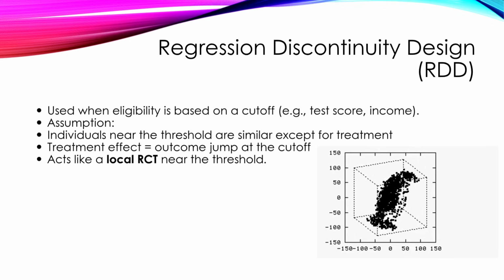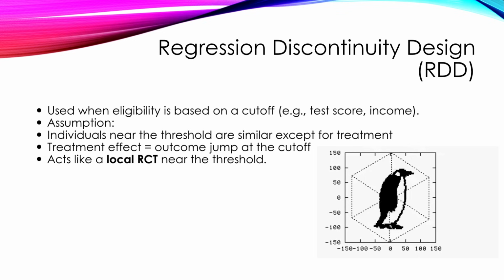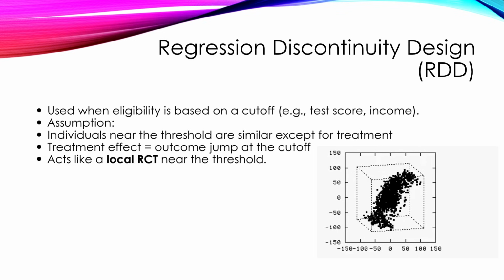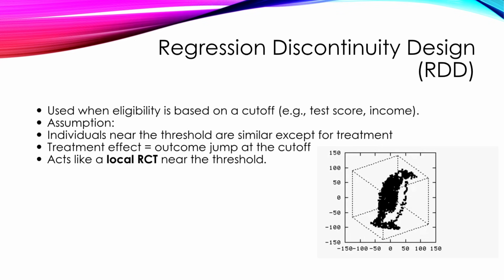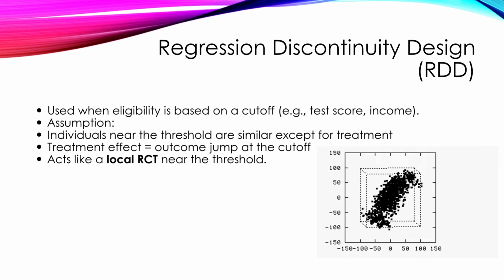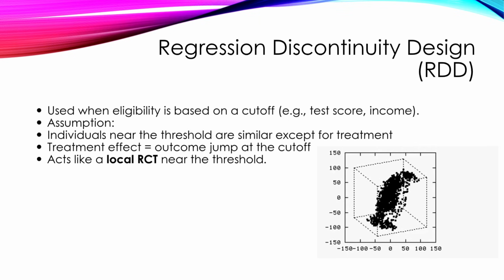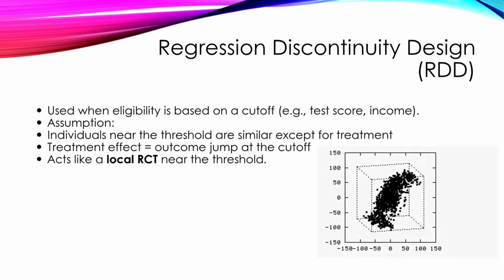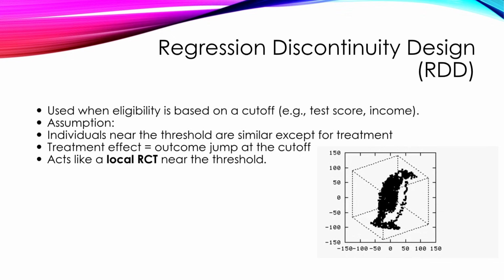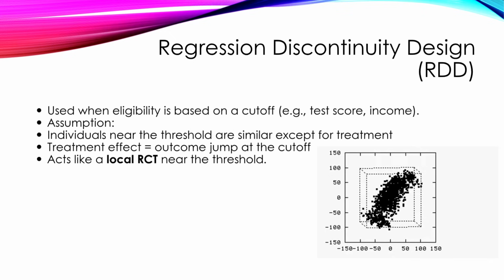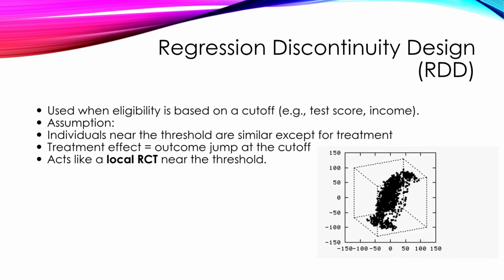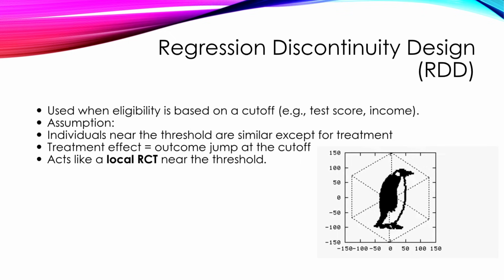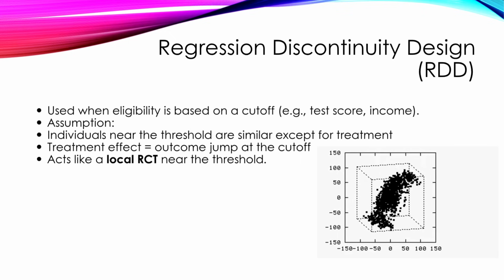And so we see that there's a sharp difference or parallel shift between the observations. This vertical shift is the treatment effect, and then the counterfactual is the line if it had not shifted. And so the RDD acts like a local randomized controlled trial, or RCT, around the cutoff. The outcome for the untreated individuals just below the threshold is used as the counterfactual for the treated individuals just above the threshold, or vice versa, depending on the eligibility rule.